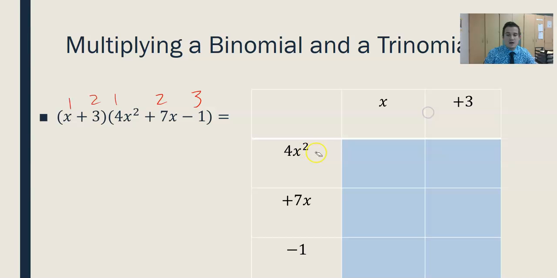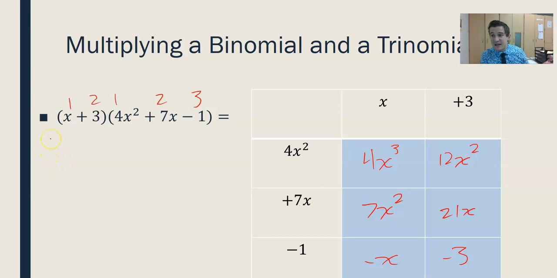X plus 3, 4x squared plus 7x minus 1. And again, I just fill in all these boxes with these smaller multiplication problems. 4x squared times x, that's 4x cubed. 4x squared times 3, that's 12x squared. 7x times x, that's 7x squared. 7x times 3, that's 21x. Negative 1 times x, that's negative x. Negative 1 times 3, that's negative 3.